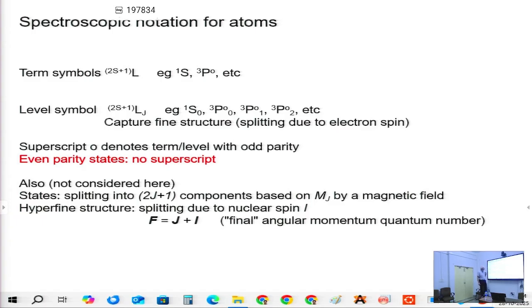Right, and then finally, which we're not going to talk about, there is something called states. States are actually split by MJ. You get states if you have a magnetic field or indeed an electric field. Then also there's the hyperfine structure to do with the nuclear spin. And there's not really, that I'm aware of, a simple notation for that. I think you just state what F is after you've got the term value.